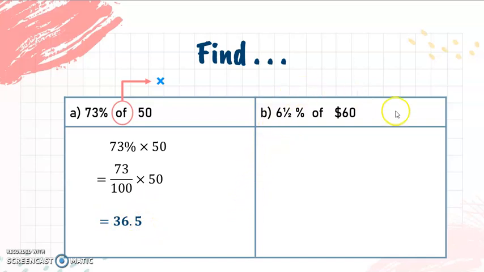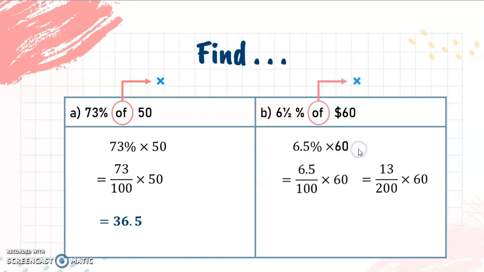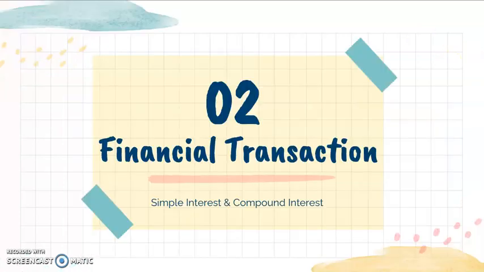Alright, so next for question B, I want you to try to solve this question and calculate the value. Okay, so I believe you have done this question already. And the answer is $3.90. So 6.5% of $60 is $3.90. If you don't get this value, please refer back to here, or you can ask me. Okay, so that is percentage.